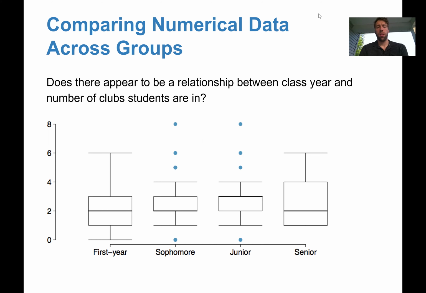It seems there are first years who have 0 clubs, and that's sort of an outlier for sophomore and junior, and there are no seniors with 0 clubs. So that's maybe a trend we could see, but otherwise, the biggest trend is that they're mostly the same.